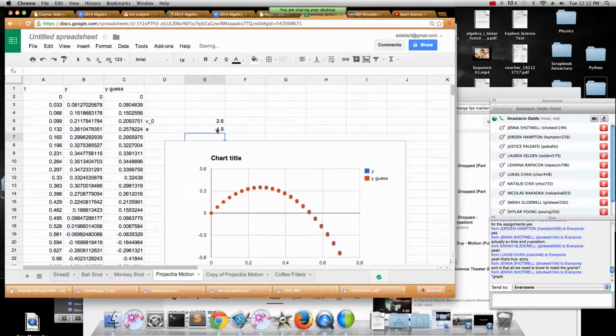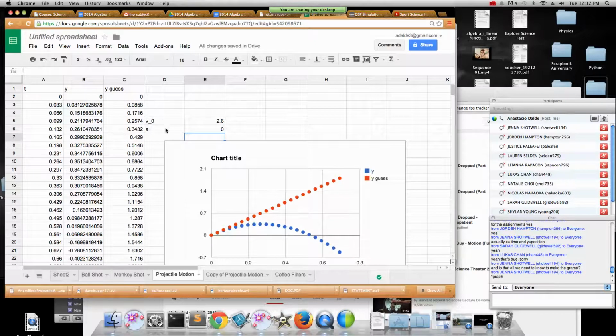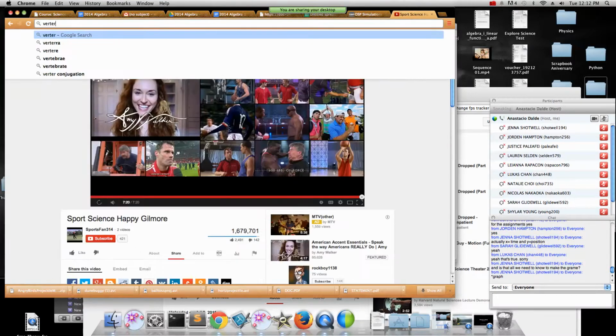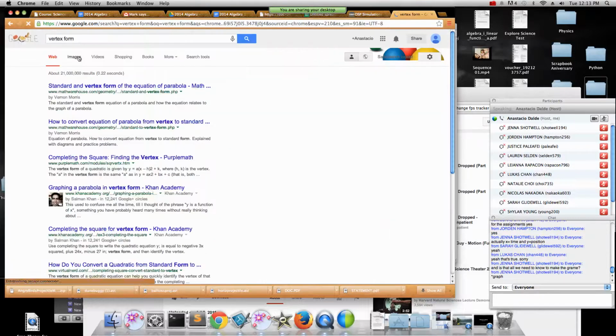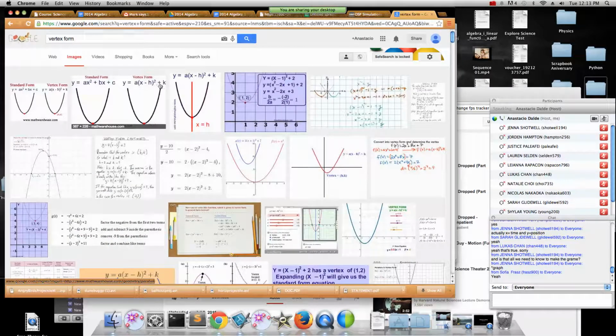All right. So what I'm going to do is, I taught you guys a little bit about this equation called vertex form. And this was on Thursday last week. It was a really cool one. Vertex form for a parabola. It looked like this: a times (x minus h) squared plus k. Do you guys remember that?